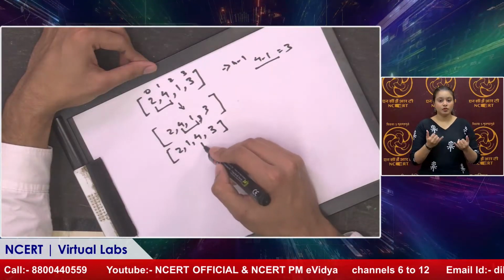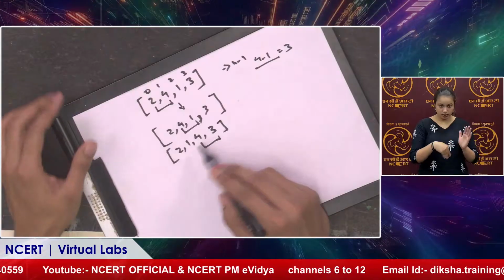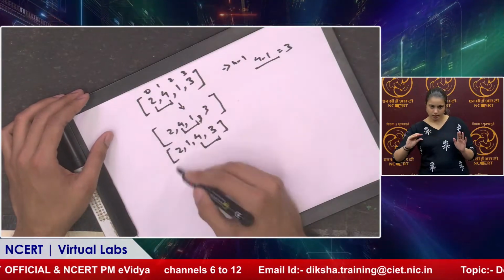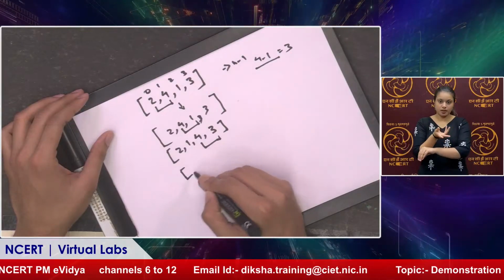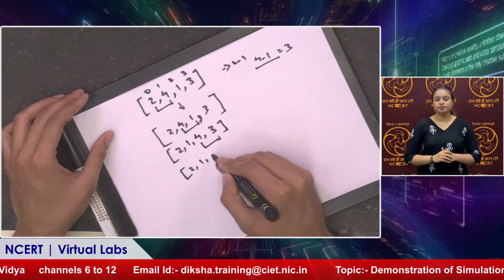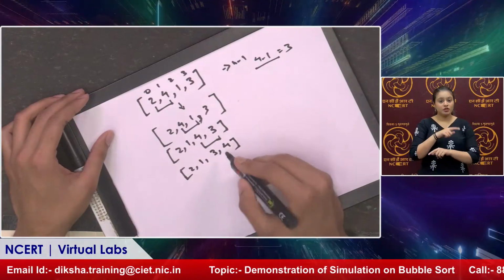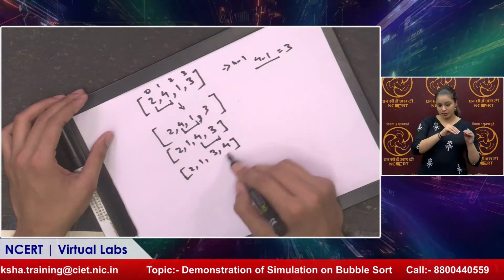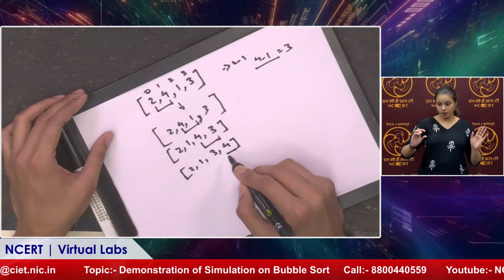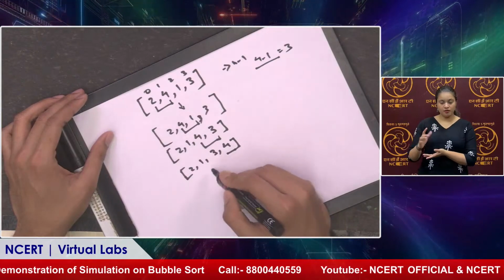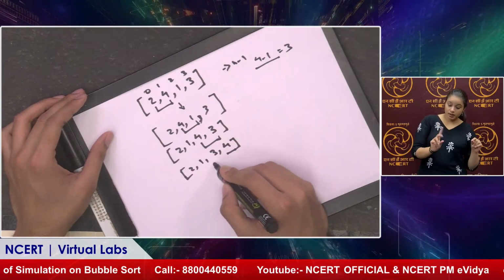Now it will pass to the next level. It will check 4 and 3. You can see 4 is greater than 3, the next number. So now again it will sort it. As you can see, the greatest number among these four numbers, 4, is placed in the correct position. So now we will sort again.